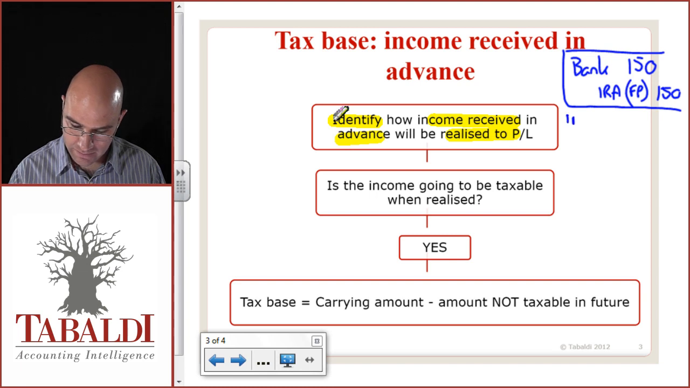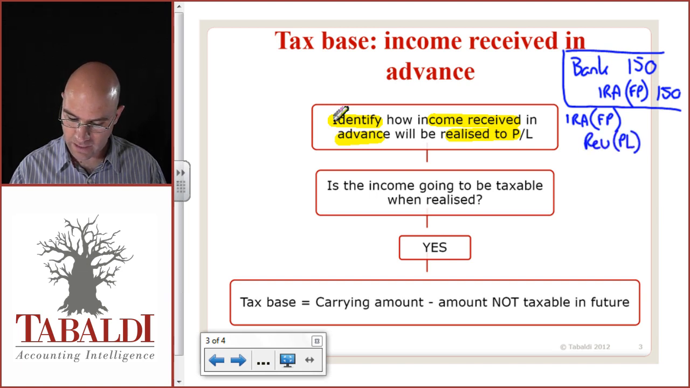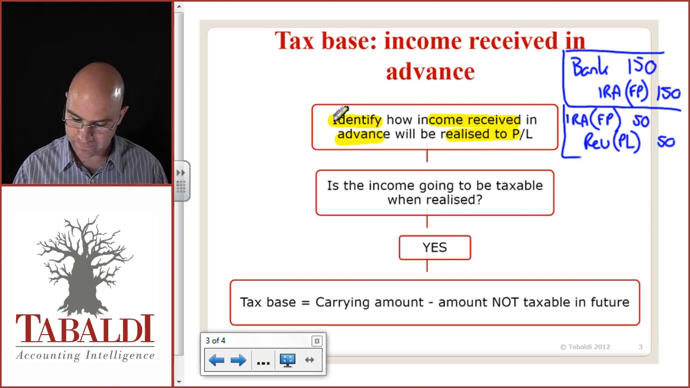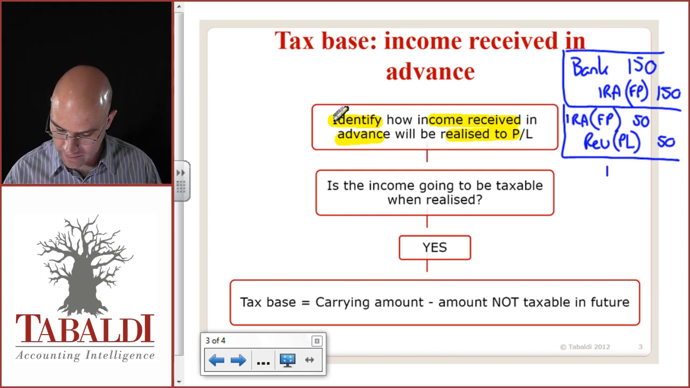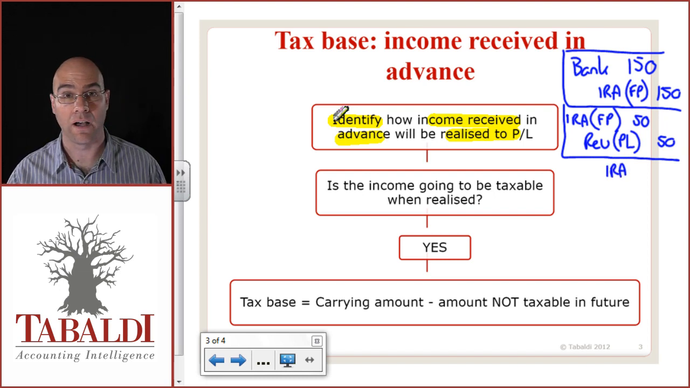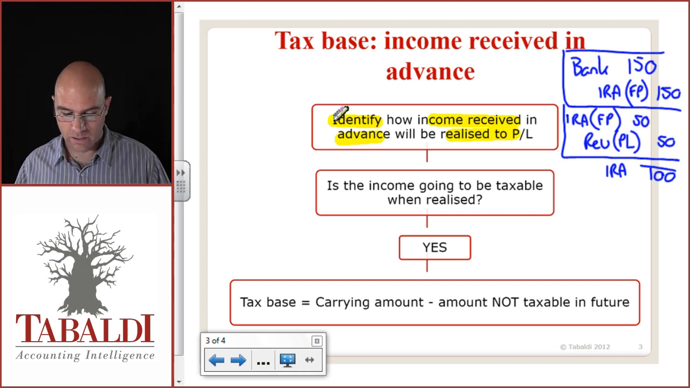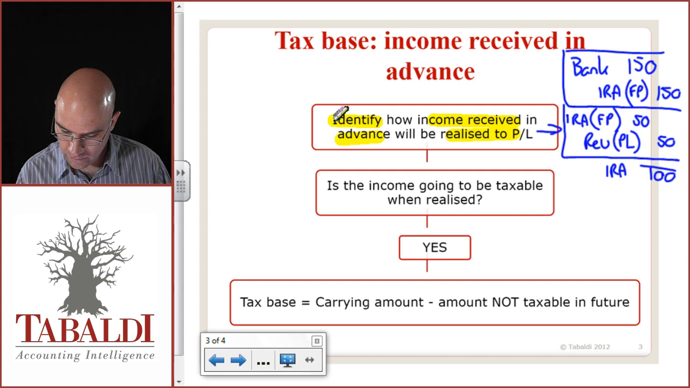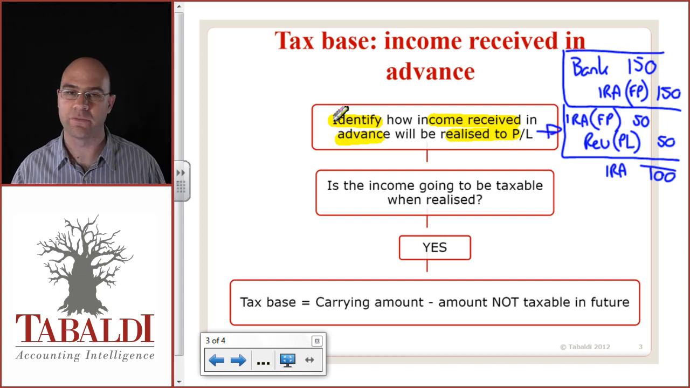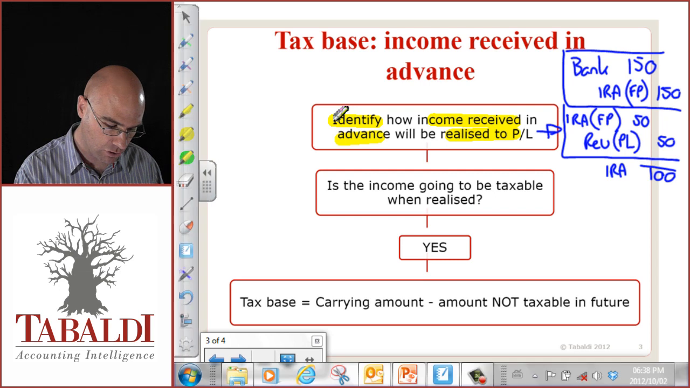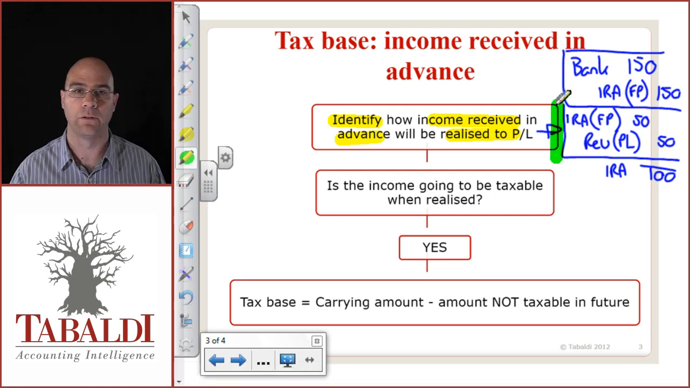So I would then debit income received in advance, financial position, and credit revenue, a profit and loss account, of 150 times 1 over 3 for the current year, 50 Rand. At the end of the day, I'm still going to have an income received in advance liability, whether current or non-current, of 150 minus 50, being 100. Now, the first question is, how will that income received in advance be realized to profit and loss? Well, that's exactly that second journal. We need to understand when and how.